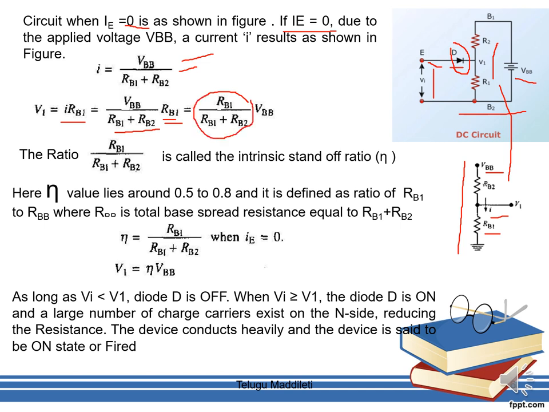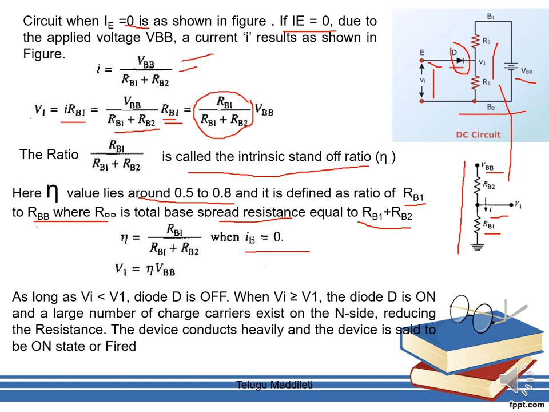This ratio RB1 by RB1 plus RB2 is called intrinsic standoff ratio. It is the ratio of RB1 to RBB, the total base spread resistance, and RBB is equivalent to RB1 plus RB2. It is denoted by eta. Its value lies around 0.5 to 0.8. So here eta is given by RB1 by RB1 plus RB2 when emitter current equals 0.